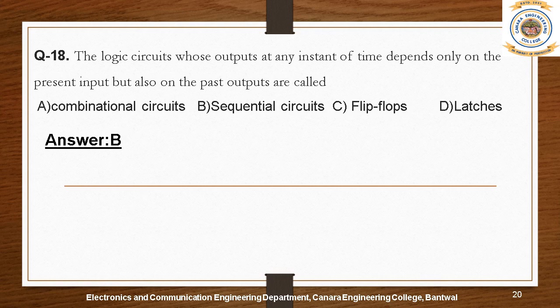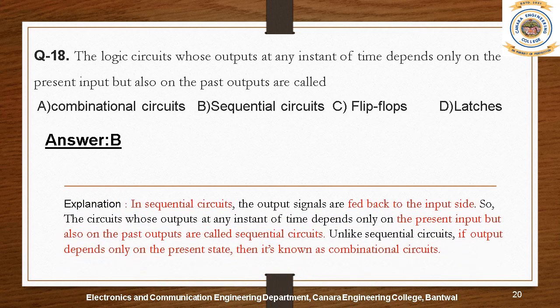Sequential circuits depend on memory. It should keep in memory what my past output was and what input I am giving now. Depending on these two, it will produce an output. The output signal is normally fed back to the input, and depending on the previous output and present input, it will give you the next output.